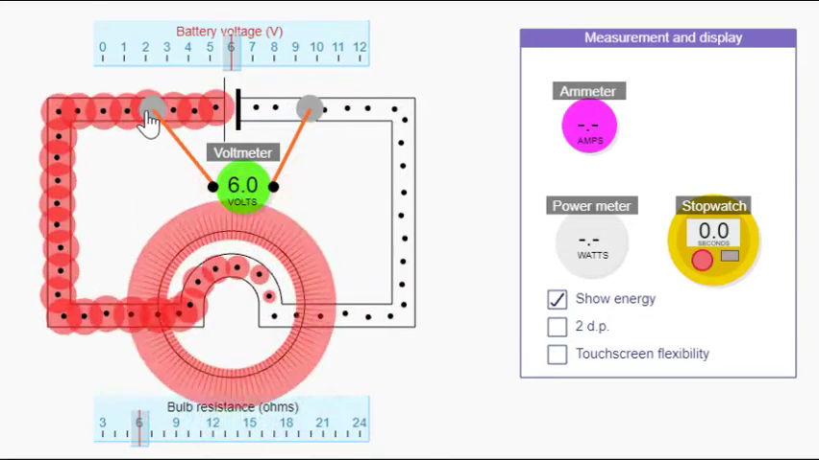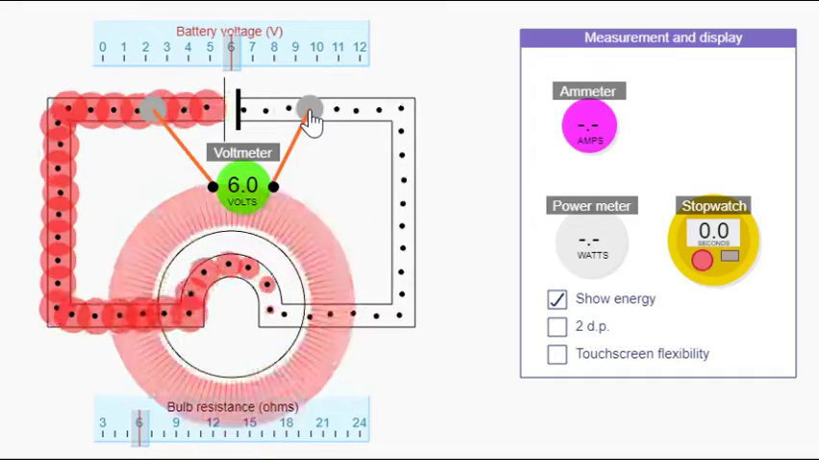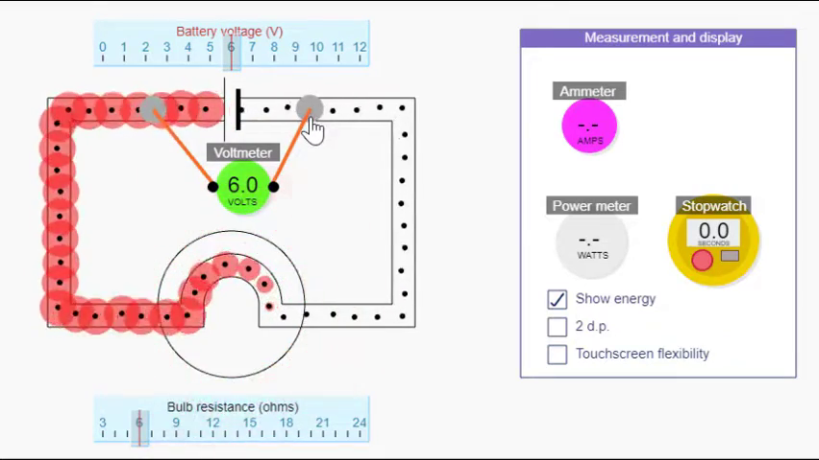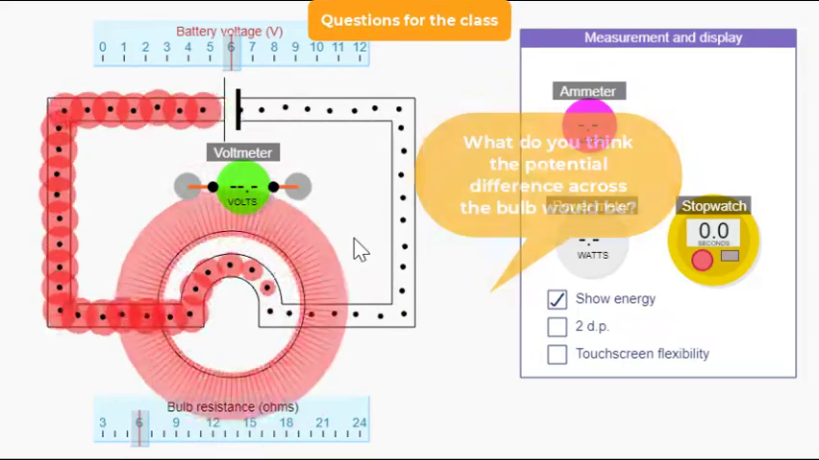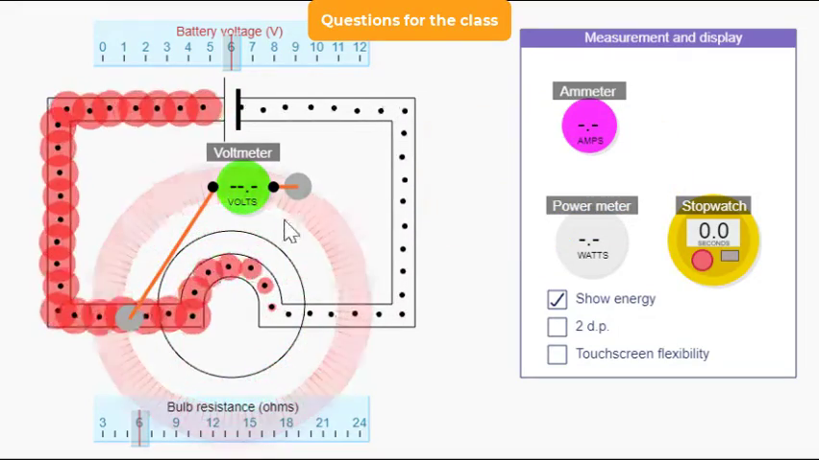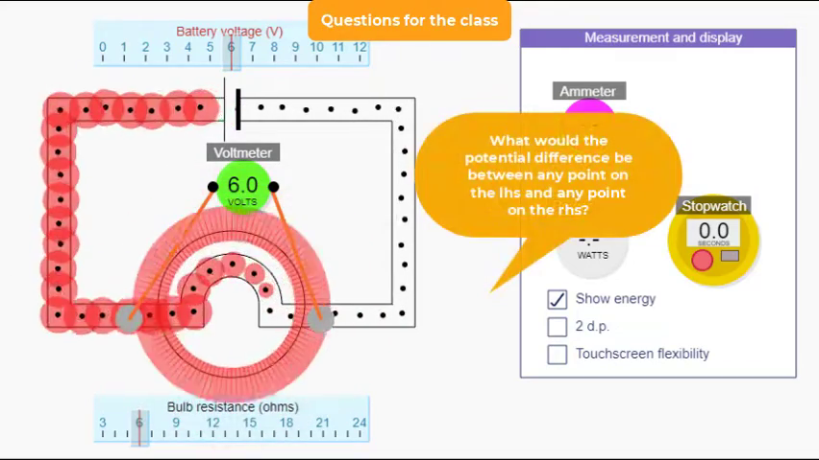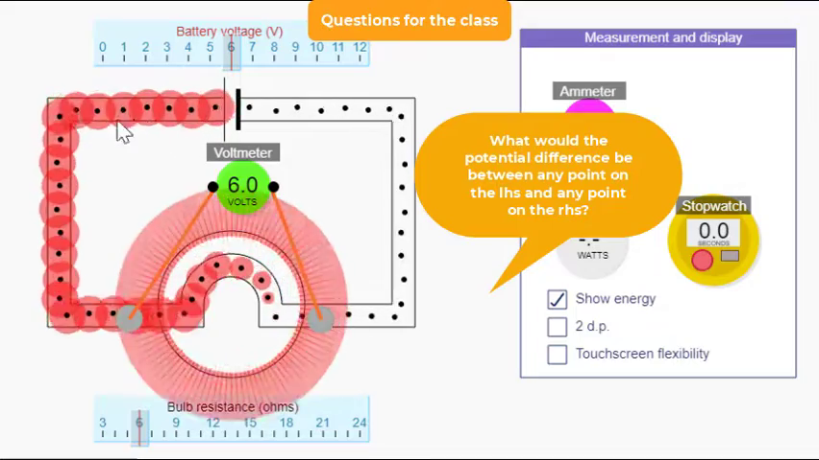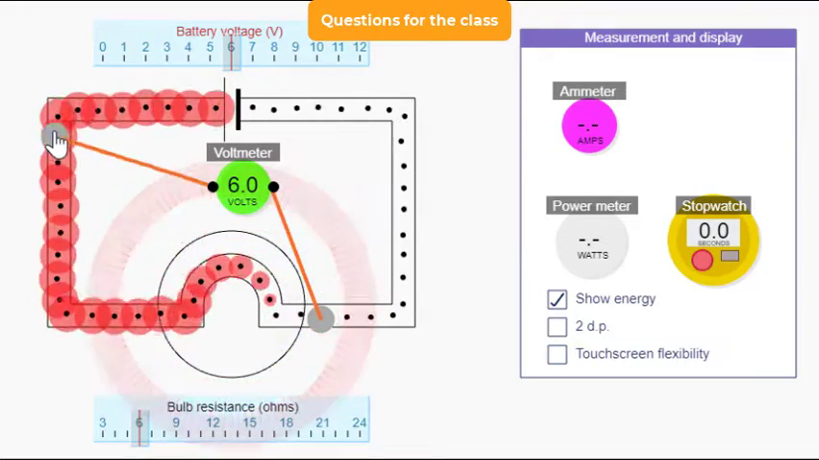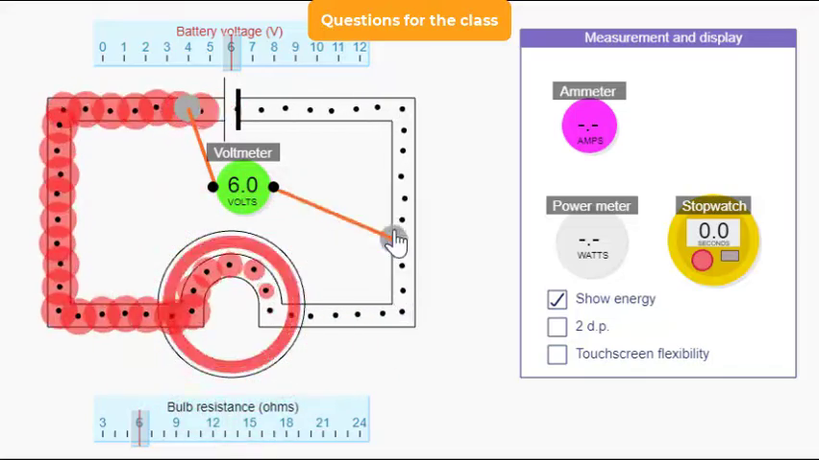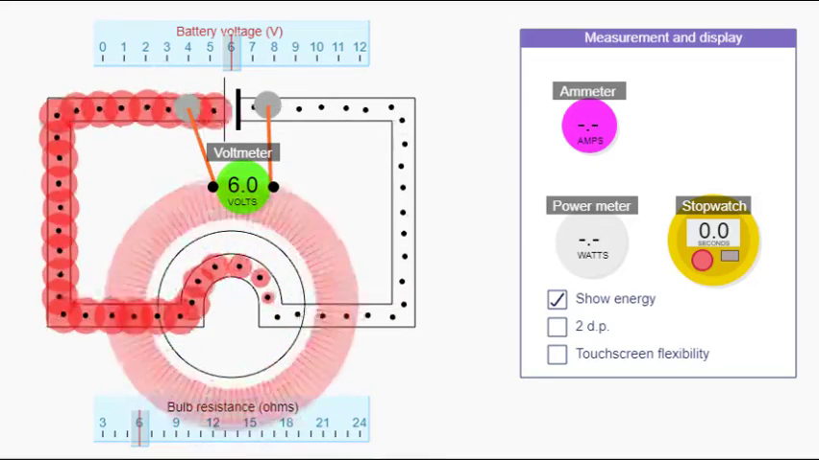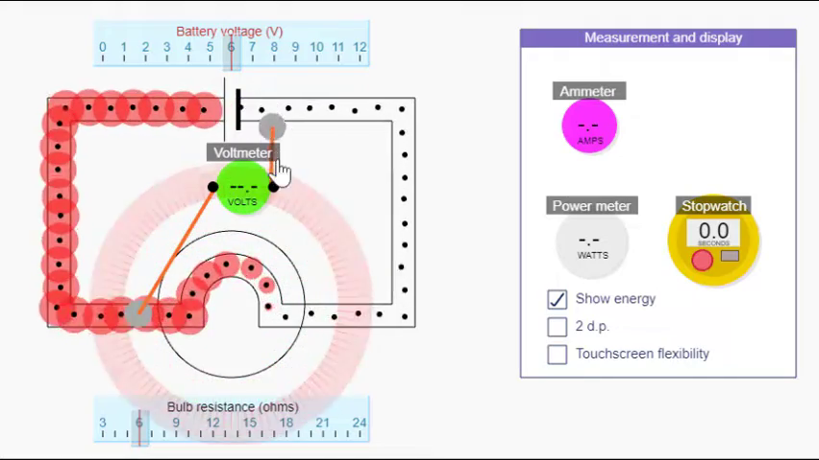So if I connect one lead to the 6 volt side of the battery and the other lead to the 0 volt side of the battery, then the potential difference is 6 volts minus 0 volts, which is 6 volts. What do you think the potential difference across the bulb would be? It would be 6 volts. And what would the potential difference be between any point on the left-hand side and any point on the right-hand side? It would always be 6 volts. That's why the potential difference across the battery is always the same as the potential difference across the bulb.